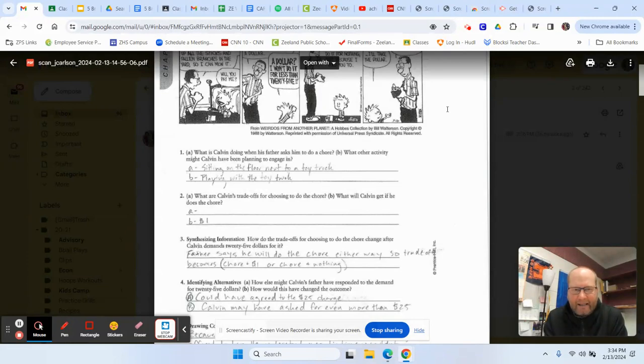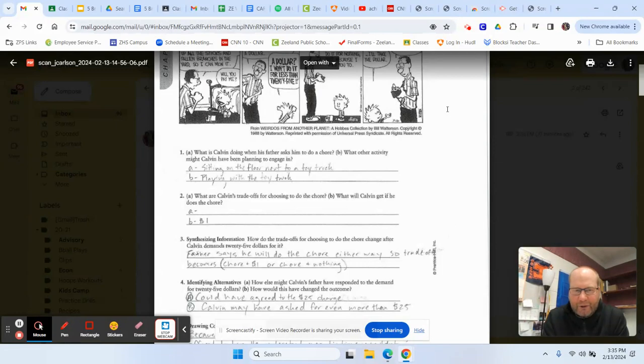He's sitting on a bed, and you could add in there that he's not doing anything really productive. When his dad asks him to do a chore, he starts to negotiate, basically. And then B, what other activity might Calvin have been planning to engage in? Playing with that toy truck there on the bed or watching TV. I don't know. Something else.